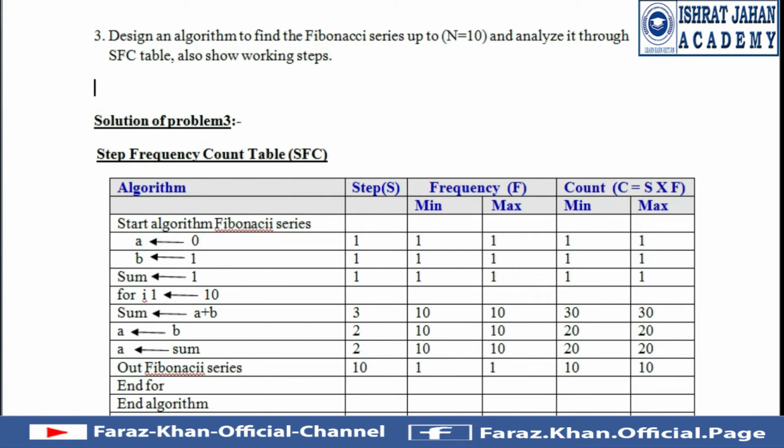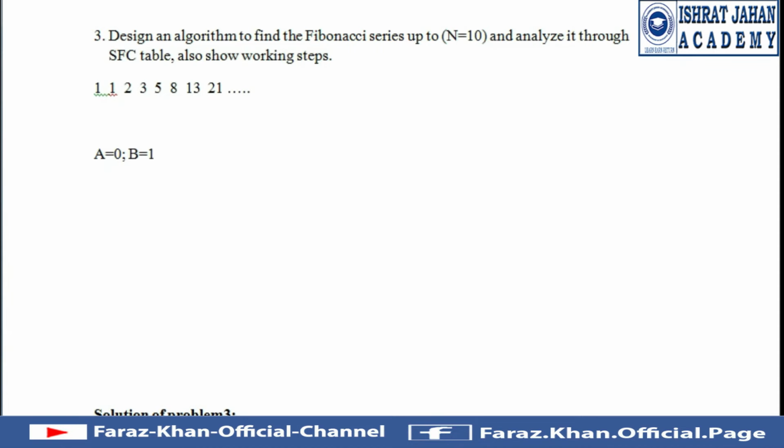Fibonacci series is the series which adds the previous numbers: the first would be 1, 2, next would be the addition of 2 and 1, next would be 3 plus 2, 5, next would be 5 plus 3, 8, next would be 8 plus 5, 13, next would be 13 plus 8, 21, b is equal to 1, sum.